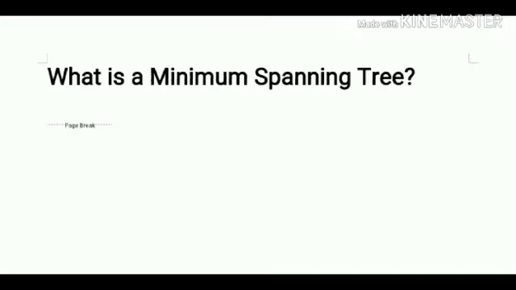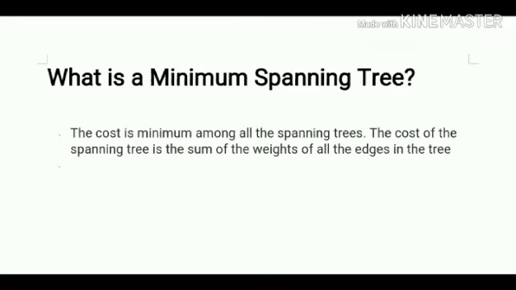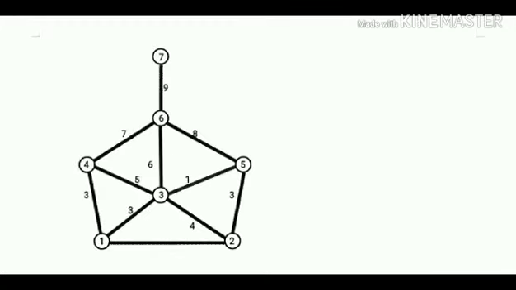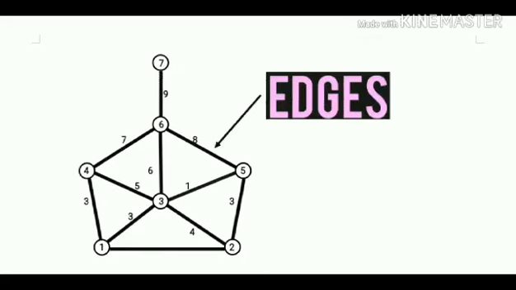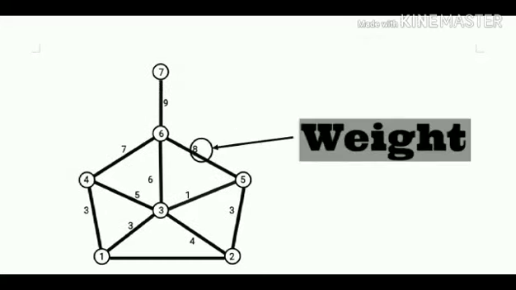Now, what is a minimum spanning tree? A minimum spanning tree is the spanning tree where the cost is minimum among all the spanning trees. The cost of the spanning tree is the sum of the weights of all the edges in the tree. So this is how a spanning tree looks like. It is represented with vertices, along with edges and their weights.